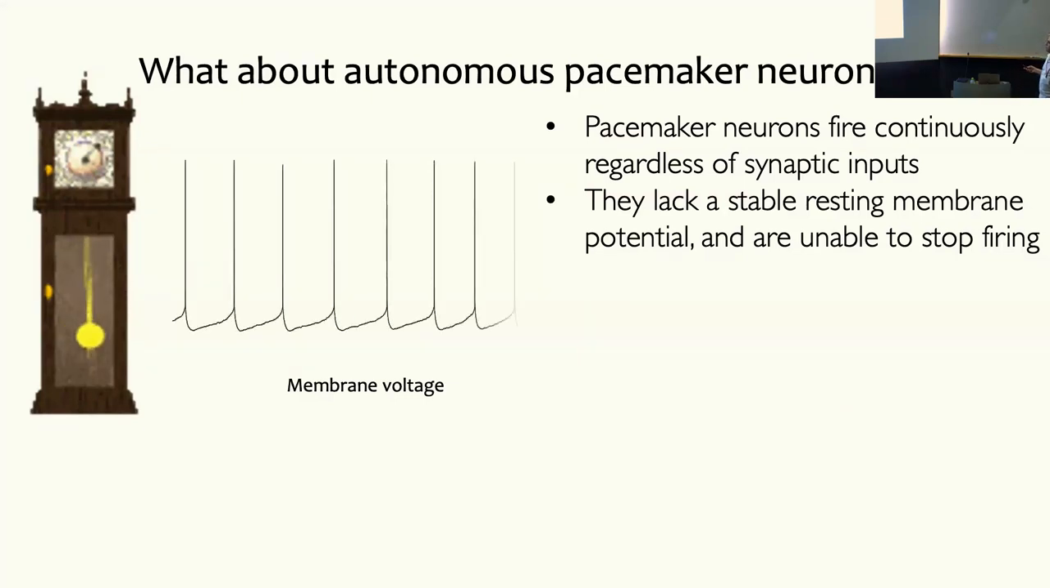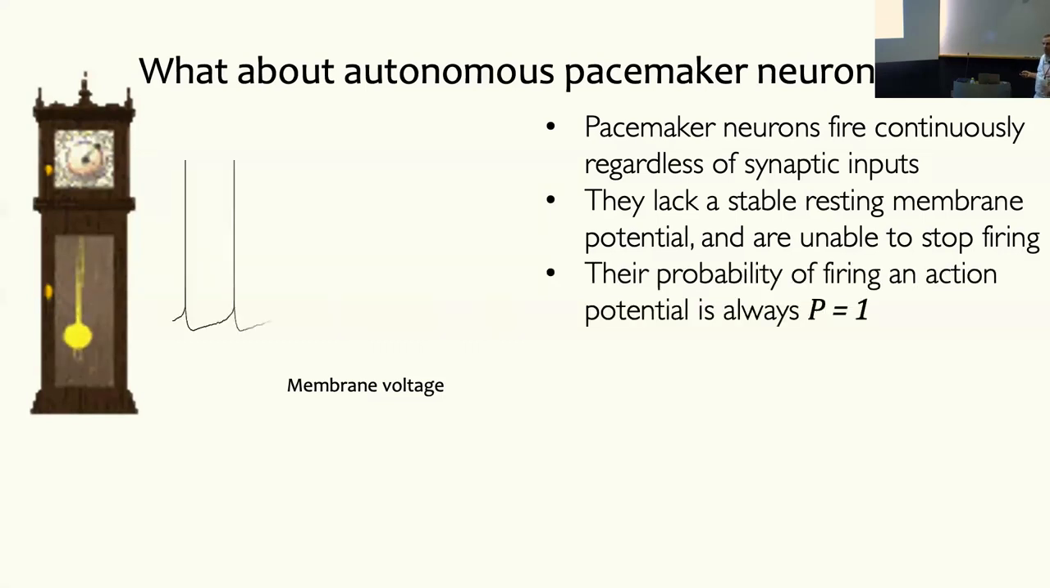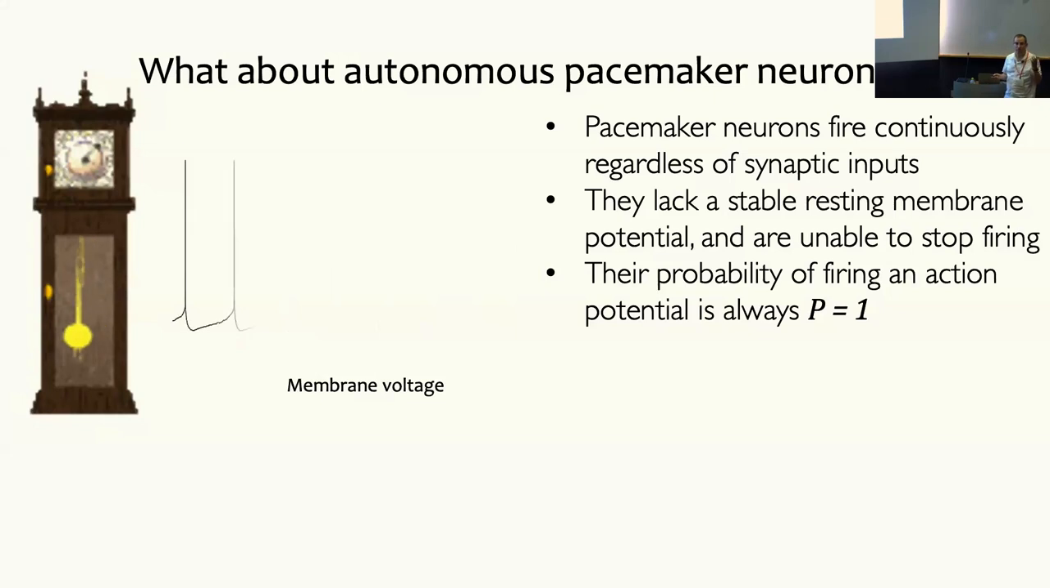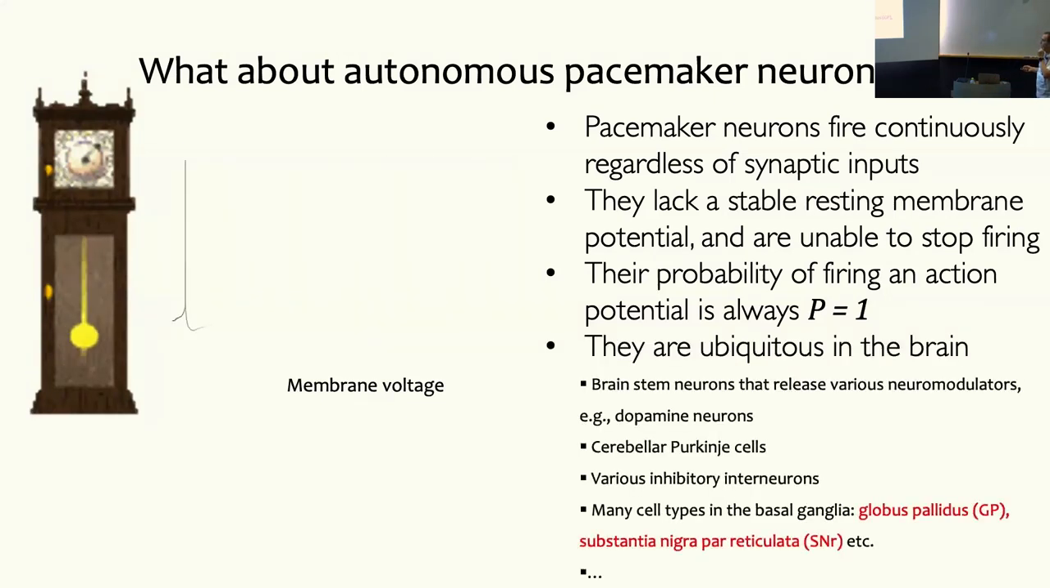So there's no resting membrane potential. And if using the language of that previous slide, the probability of finding an action potential is one. It's always going to be an action potential. Now, as I said, these are ubiquitous.